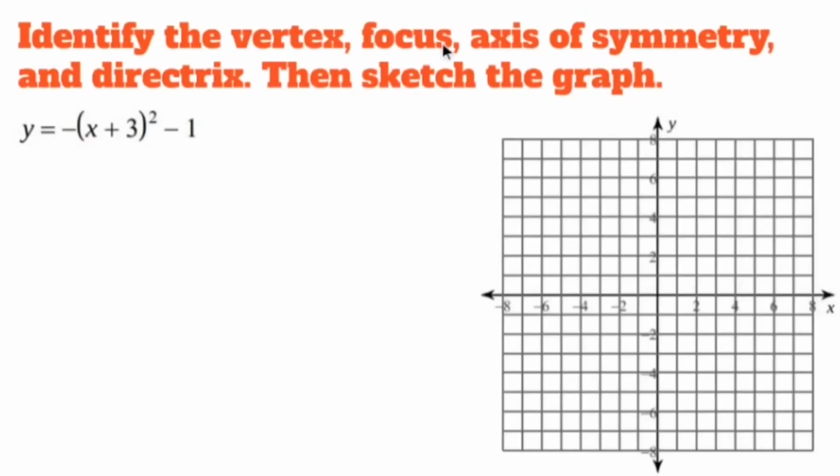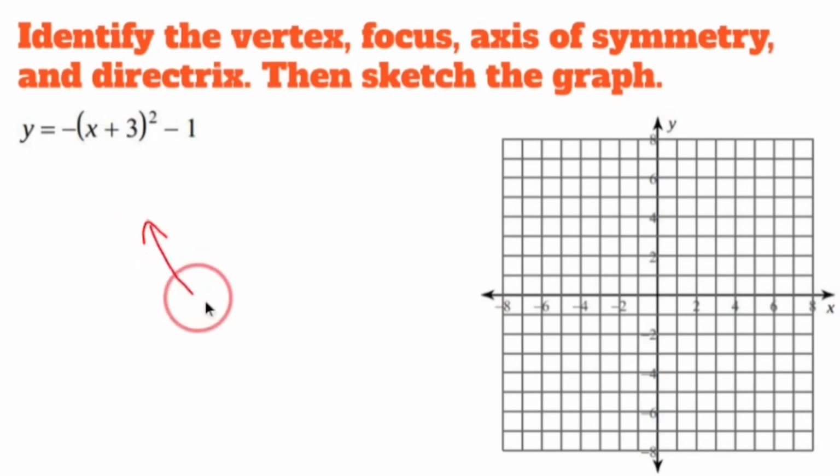Identify the vertex, focus, axis of symmetry, and directrix of this guy right here. Then I have to sketch the graph. All right, I have a y that's not squared and an x inside of a parentheses that is squared, which tells me it is a parabola. Now, what is all this other stuff?